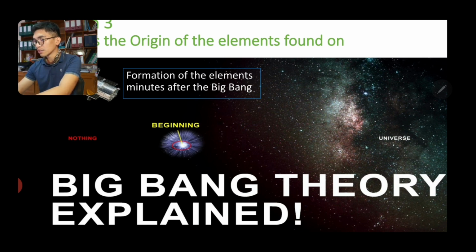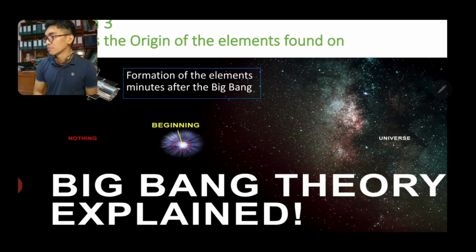Ano daw yung quarks? So, tatanong natin si parang Google, what is a quark? A quark is a type of elementary particle and a fundamental constituent of matter. Quarks combine to form composite particles called hadrons, the most stable of which are protons and neutrons, the components of atomic nuclei. So, may naintindihan kaya? Of course, wala. So, a quark is a type of elementary particle, a fundamental constituent of matter. So, part siya ng matter.